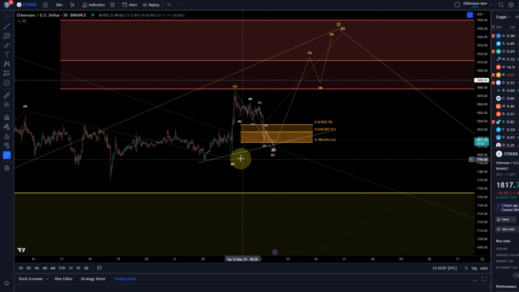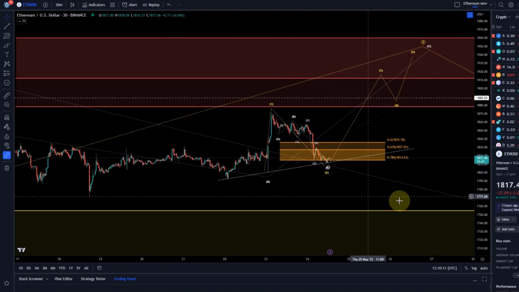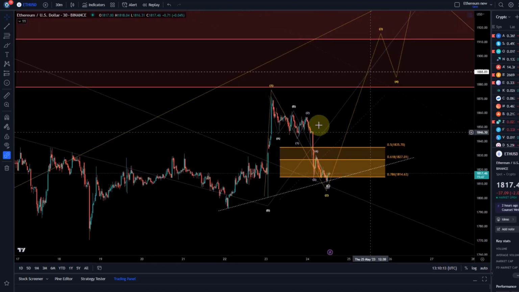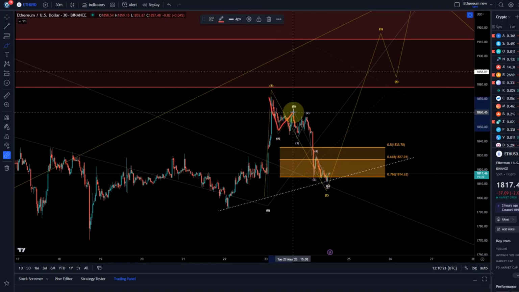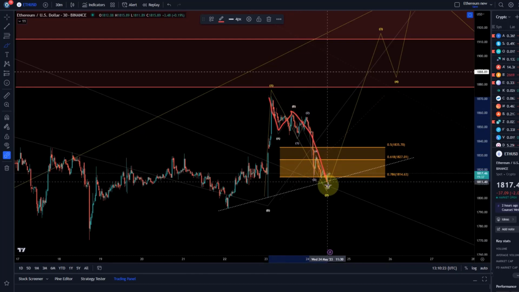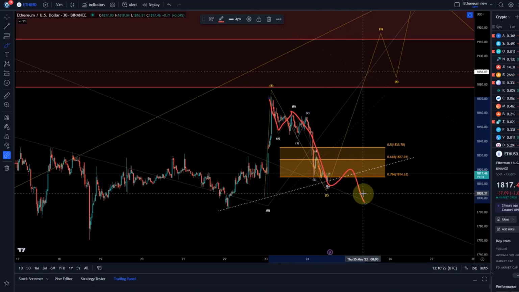Below 1800, it's invalidated. And what would happen then? Well, it's quite simple. What I'm counting as an ABC would simply be here: the A wave would be the first wave, the B wave would be the second wave, the wave 2, and the C wave would be the wave 3. If we then get another wave 4 and another wave 5, then we have 5 waves down.